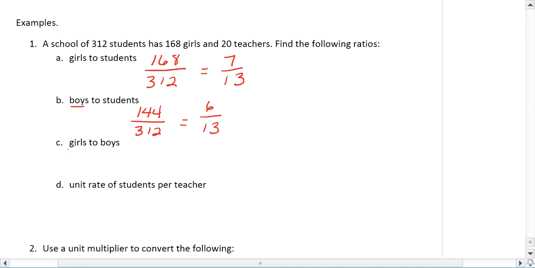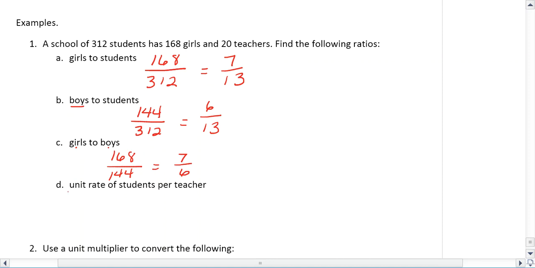This next one, part C, this is a part-to-part ratio. Part of the students are girls, part are boys. So the number of girls is 168 over the boys is 144, and that reduces down to 7/6.